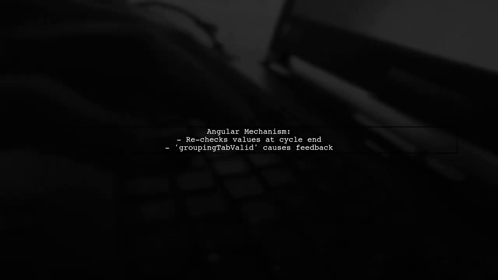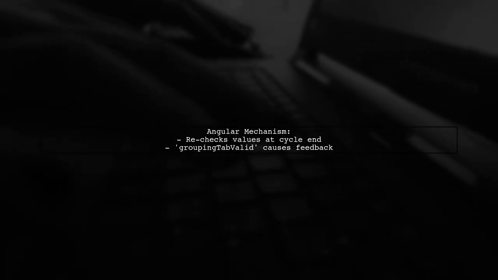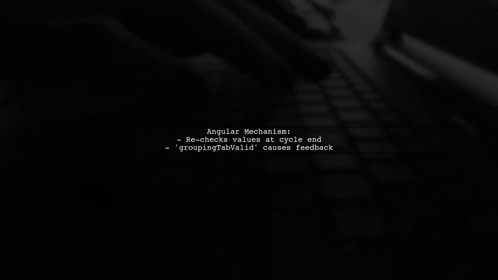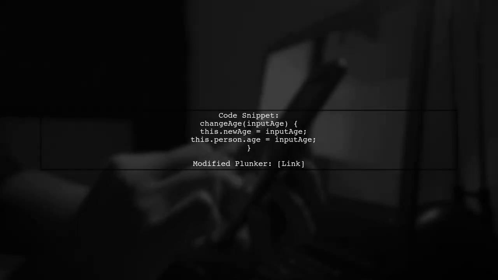The user notes that the provided code doesn't create a loop, but Angular rechecks values at the end of the cycle. They highlight that the variable grouping tab valid directly feeds back. They recommend handling changes to age in the parent component, suggesting a click event to change age directly. The user provides a code snippet for the changeAge method and shares a modified Plunker link that resolves the error.